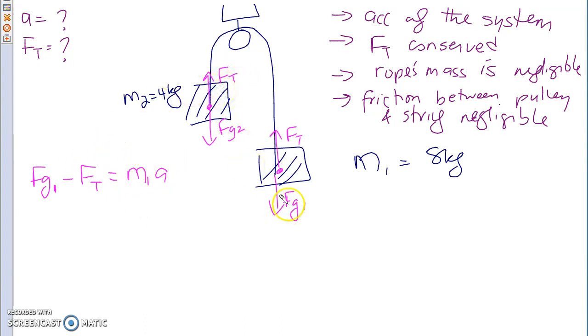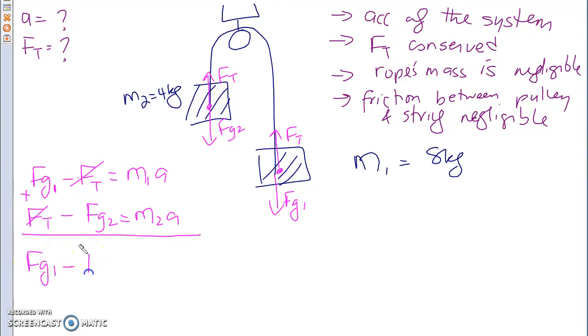Here, of course, gravity is causing this object to move downward, because it's the larger mass, and here this is the smaller mass, so the tension is pulling that object upward. So it's going to be Ft minus Fg2, which equals mass 2 times acceleration. We're going to add the two. Negative Ft and positive Ft cancel out. Remember, the tension stays the same, so it does not affect our equation. You end up with Fg1 minus Fg2, which equals m1a plus m2a.